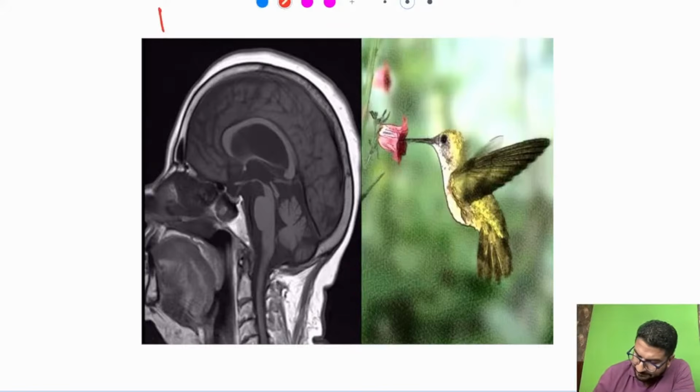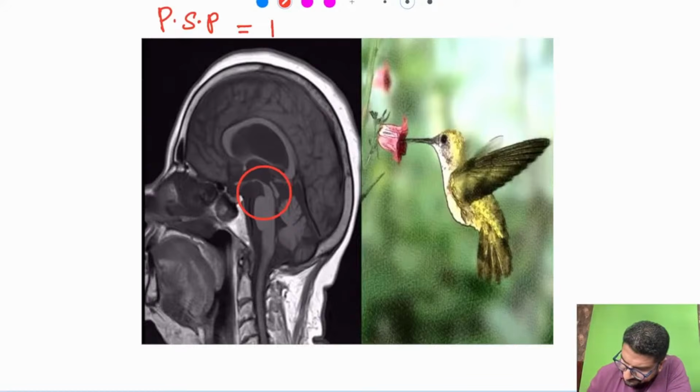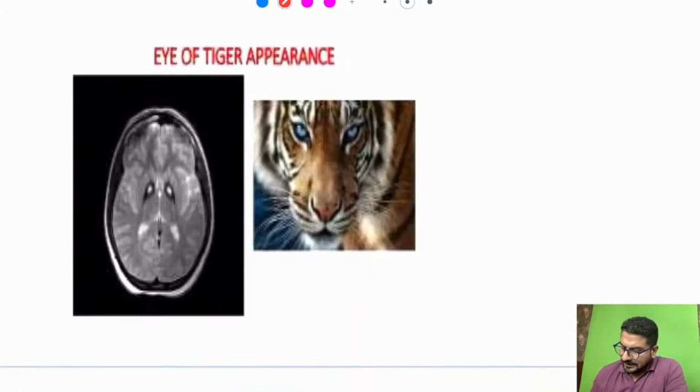This is called PSP, or Steele-Richardson syndrome, progressive supranuclear palsy. If you focus carefully and look here, what we call this is the hummingbird sign. We call this the hummingbird sign. So the hummingbird sign you will see in PSP, progressive supranuclear palsy. And this is what we call the eye of the tiger appearance. Eye of the tiger appearance, understand?